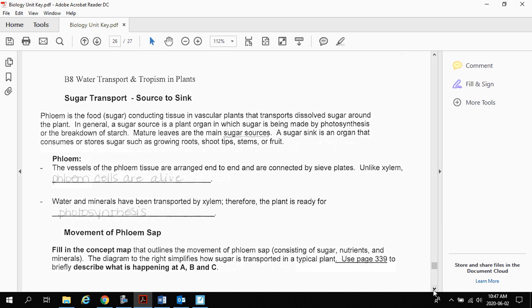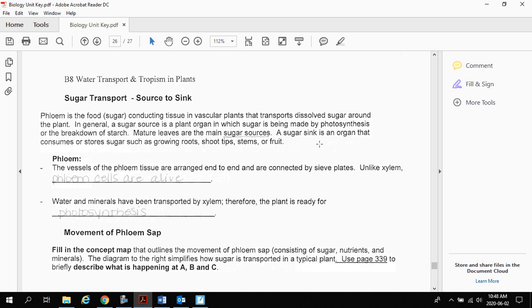So we've got water. Now let's talk about sugars. Phloem: we've talked about xylem as moving water and other minerals. Phloem is the food or sugar conducting tissue in vascular plants that transports dissolved sugar around the plant. So that sugar that was produced in photosynthesis is transported around the plant. In general, a sugar source is a plant organ in which sugar is being made by photosynthesis, or the breakdown of starch. The big thing is photosynthesis. So sugar sources, what's producing sugar, are leaves, mature leaves, but leaves in general.